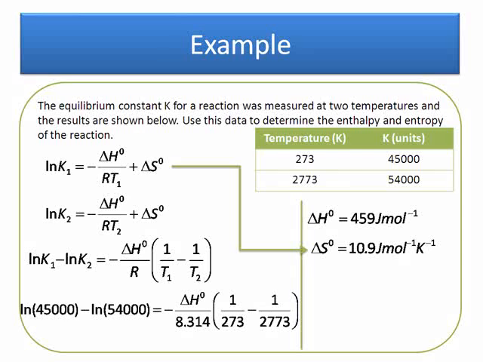experimentally it's probably better to look at a range of different equilibrium constant values over various temperatures and plot a graph of ln K versus 1 over T, and the slope of that graph would be minus delta H over R, and the intercept would be delta S over R. But if we just have two values, we can use this method here.